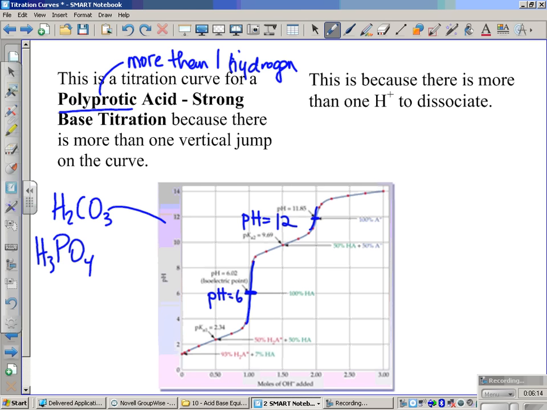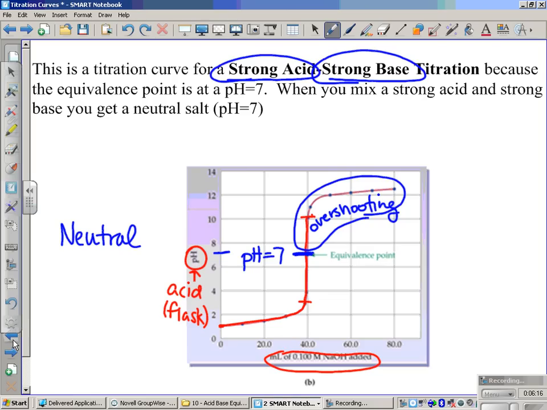Now I do want to go back, we'll use this graph as our example to show you one other thing. This region right here, you have this flattened region right before the equivalence point. What that right there is called the buffering region. Okay, the buffering region. And the reason why it's called a buffering region is because your solution is acting like a buffer during that. And we know a buffer means that it's resisting changes in pH.